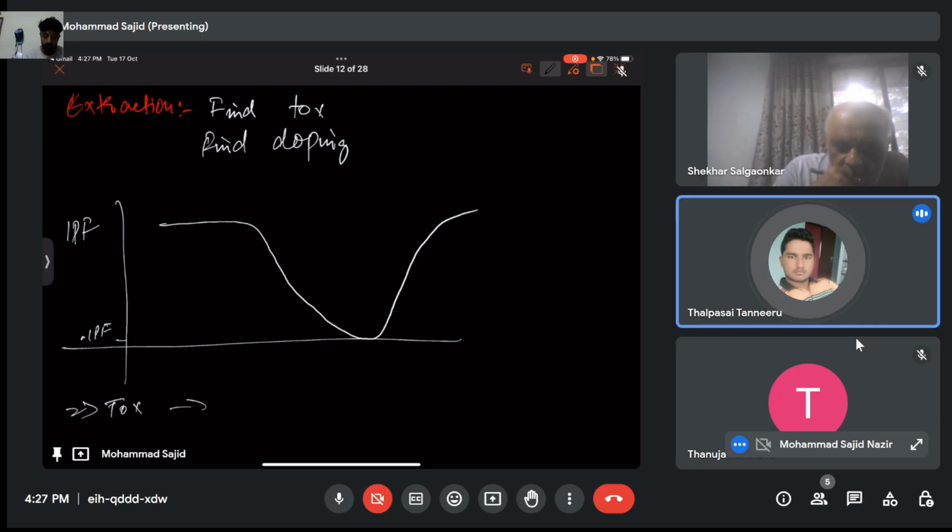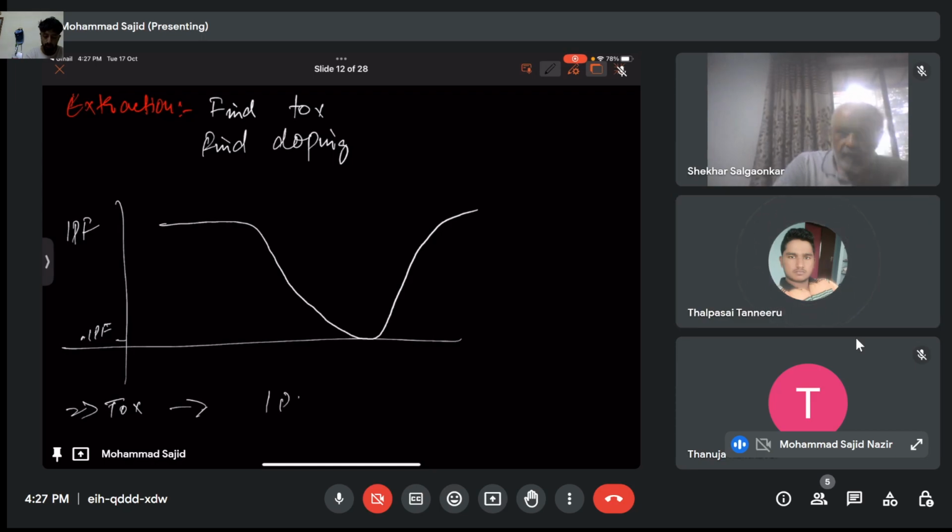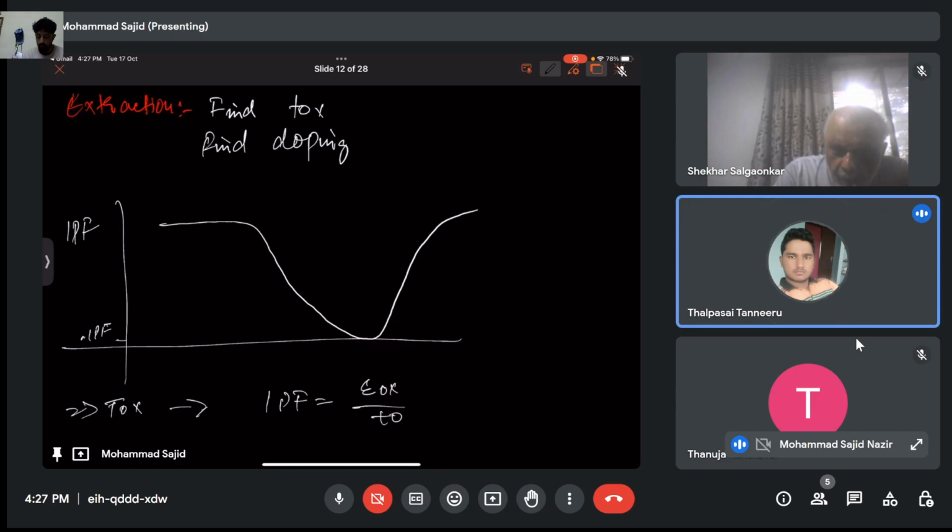Based on COX, we can find it now. This 1 picofarad is epsilon ox by T-ox. You know epsilon ox for silicon. Let's say this is the silicon, epsilon ox, you have the 2.85 value. Yeah, you can just find the T-ox. Once you find the T-ox, then you go to this part.